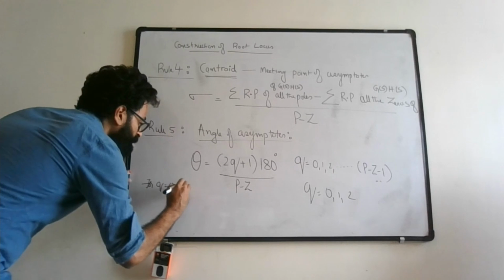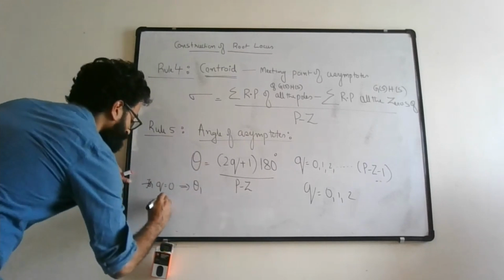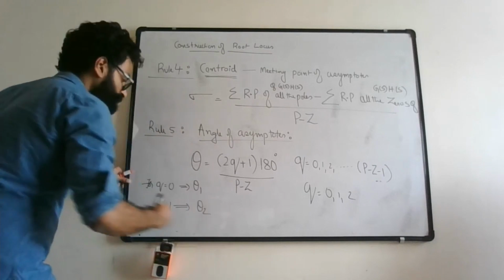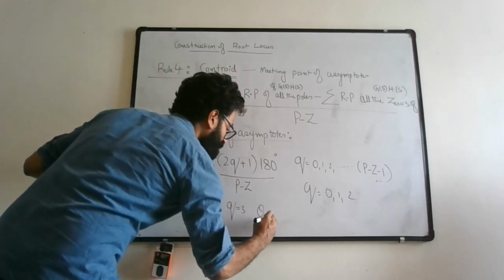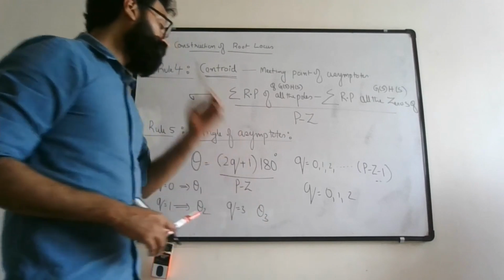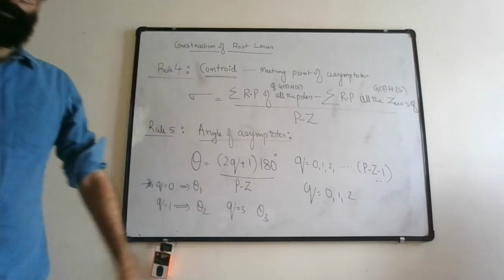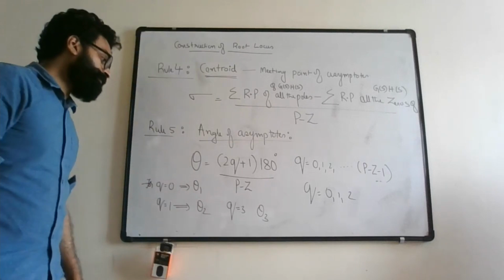So for q equal to 0, let's say the angle is theta 1. For q equal to 1, let's say the angle is theta 2. Similarly, for q equal to 3, your angle becomes theta 3. What are theta 1, theta 2, theta 3? You will be able to calculate them provided you know the pole count and zero count. That doesn't matter. When we solve numericals, you will be able to understand.